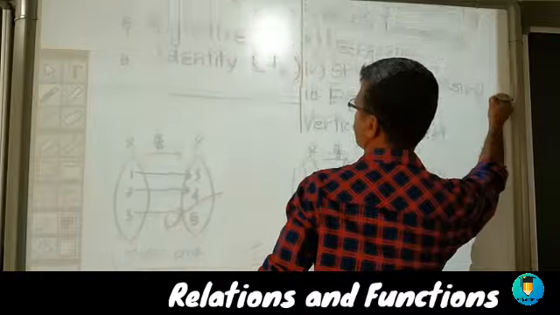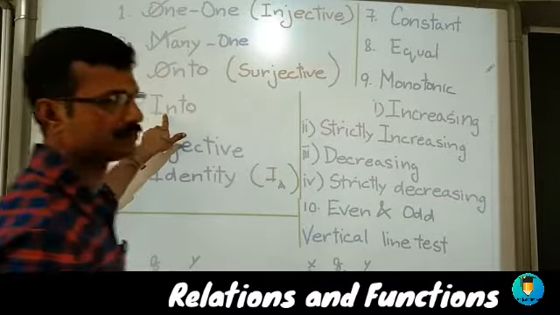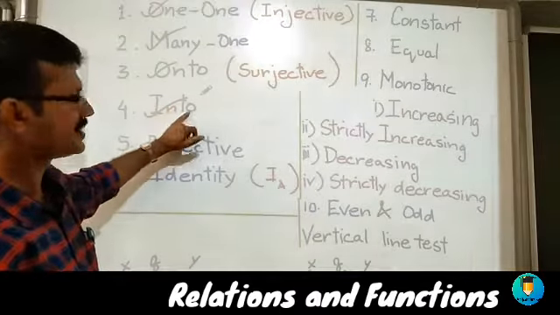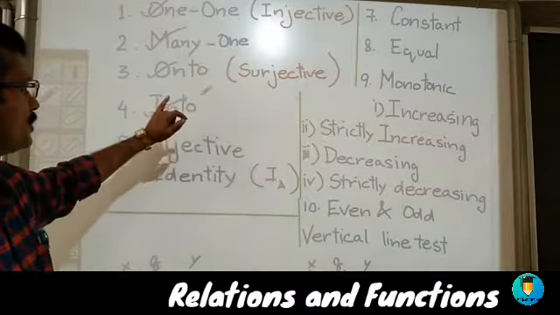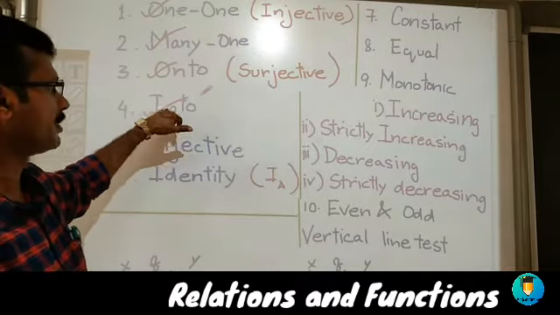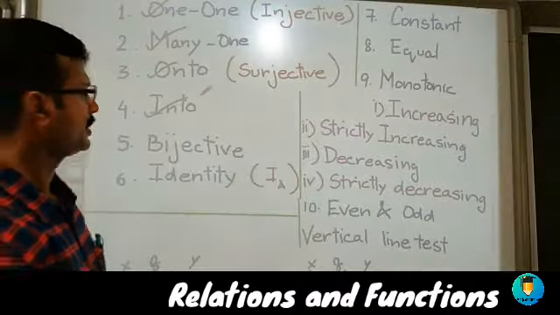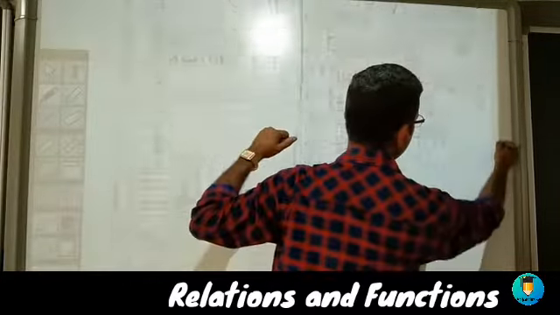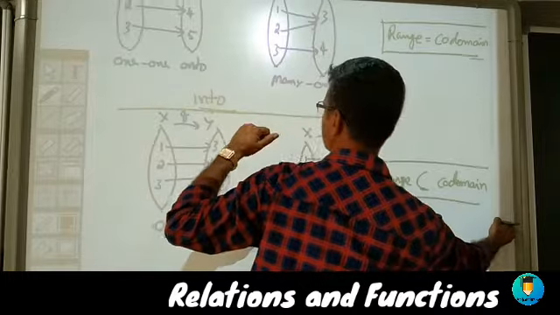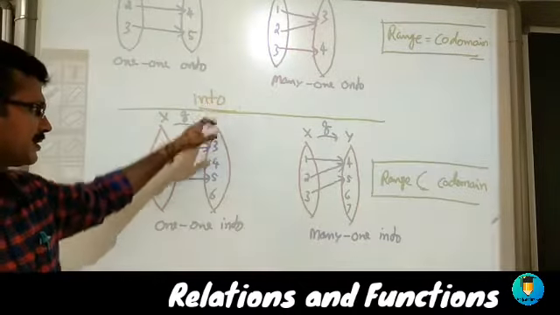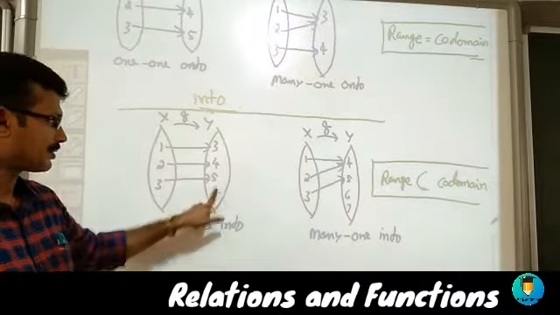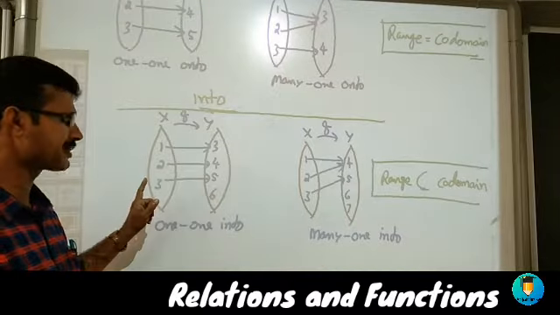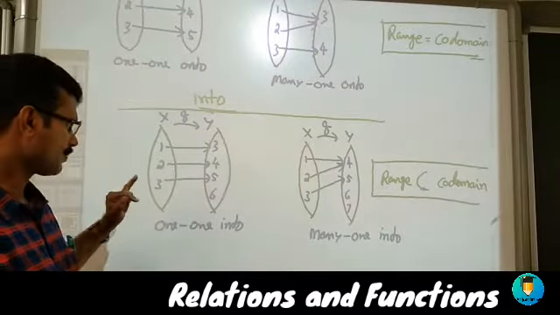Next we will come to the into function. What is an into function? A function f from x to y is said to be an into function if there is at least one element in y that does not have a pre-image in x. See here, this is the y group, the codomain group. In this you can see the element 6 does not have a pre-image. So it is an into function.